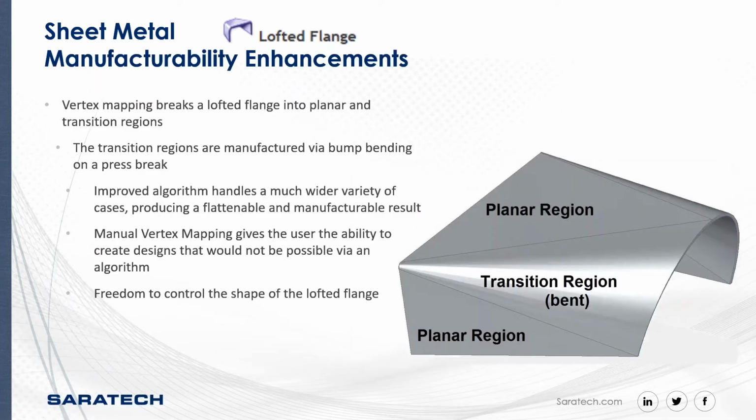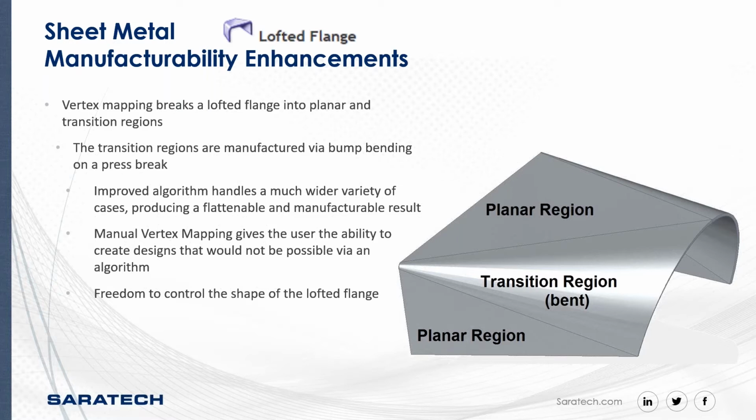Next, the manufacturability enhancements. Vertex mapping breaks a lofted flange into planar or transition regions. You can see here's our transition and our planar regions, and where it breaks in between the two. The transition regions are manufactured via bump bending on a press brake. Improved algorithms handle a much wider variety of cases, producing flattenable and manufacturable results.